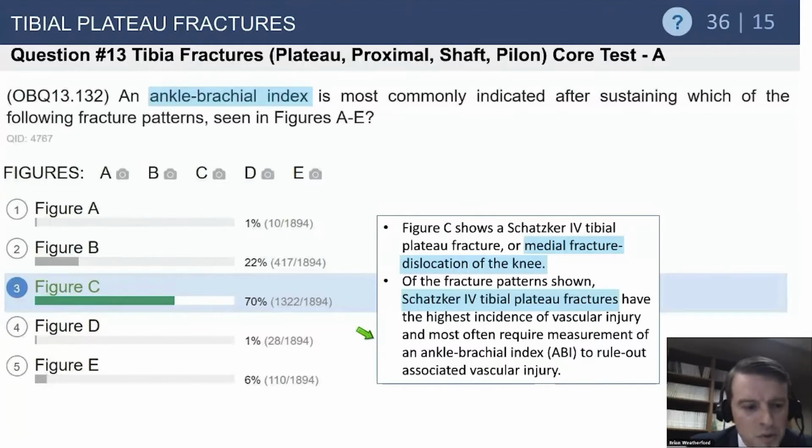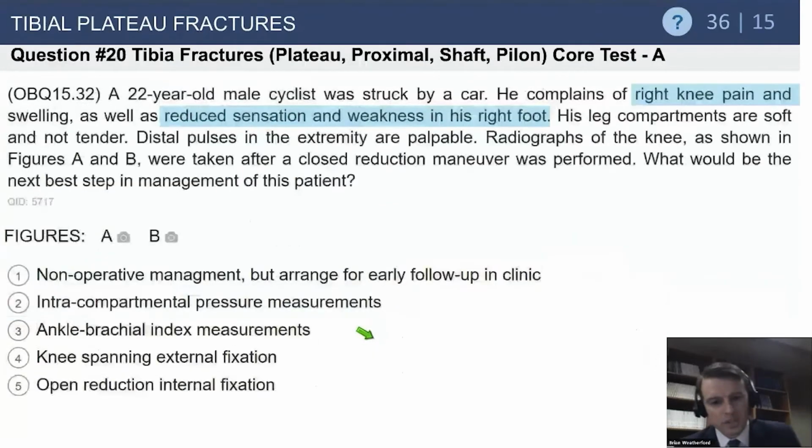So when you see someone with a medial tibial plateau fracture, even if it's minimally displaced, we think of those as multiligamentous knee injuries that are associated with the fracture. There is the highest incidence of significant vascular injury with a Schatzker type 4 fracture. And when you see that patient in the emergency department with that type of injury, you have to be the patient advocate and be aware that you need to check their pulses and obtain an ankle brachial index to rule out an occult vascular injury.